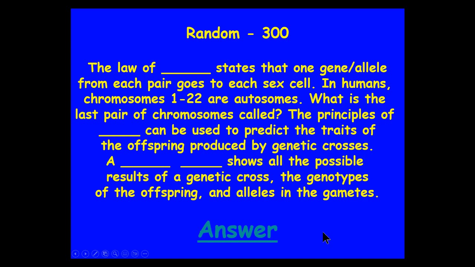The law of blank states that 1 gene or allele from each pair goes to each sex cell. Didn't we just talk about that? In humans, chromosomes 1 through 22 are autosomes. What is the last pair of chromosomes called? The principle of blank can be used to predict traits of the offspring produced by genetic crosses, and a blank shows all the possible results of a genetic cross, the genotypes of the offspring, and the alleles in the gametes.